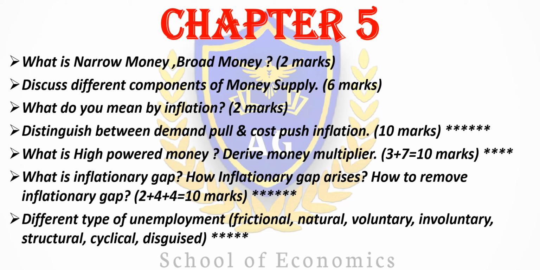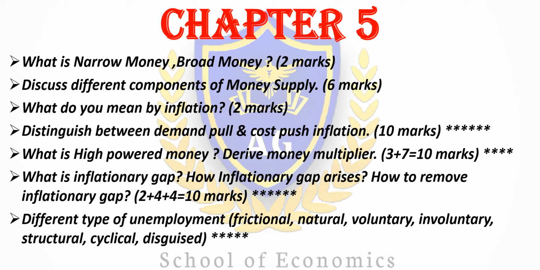Chapter 5 is the largest chapter in your macroeconomics syllabus, as you have to attempt a total of 15 marks questions from this chapter. Here important questions are: what is narrow money and broad money? This is a 2 marks question. Or they may ask you questions like the difference between narrow money and broad money. Next one is: discuss different components of money supply. This is a 6 marks question. Here you have to discuss in brief M1, M2, M3 and M4.